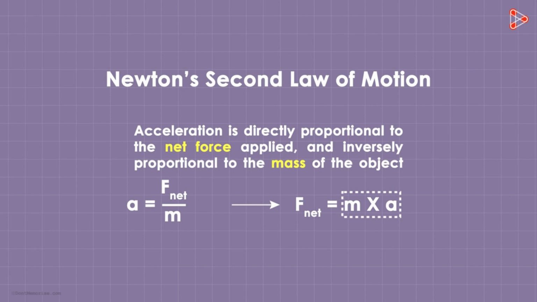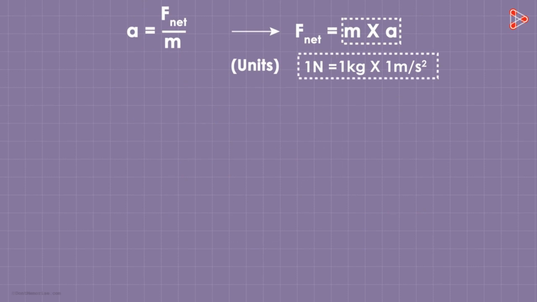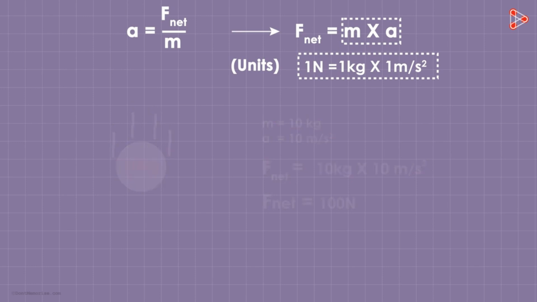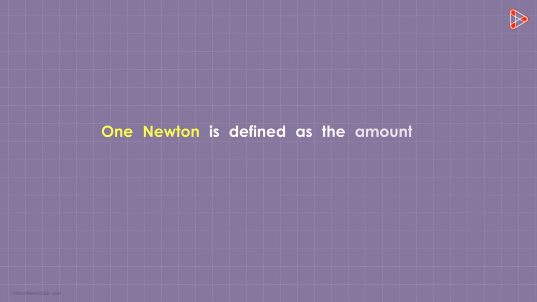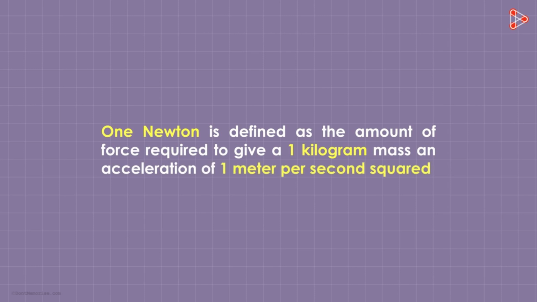With this, can you tell me the units of force? That should be easy. The standard unit of mass is kilograms, and that of acceleration is meters per second squared. So the unit of force is kilograms times meters per second squared. And this is what we call a Newton. 1 Newton is 1 kilogram times meters per second squared. So if the mass of the object is 10 kilograms and the acceleration is 10 meters per second squared, then the force will equal 100 newtons. We can say that 1 newton is defined as the amount of force required to give a 1 kilogram mass an acceleration of 1 meter per second squared.